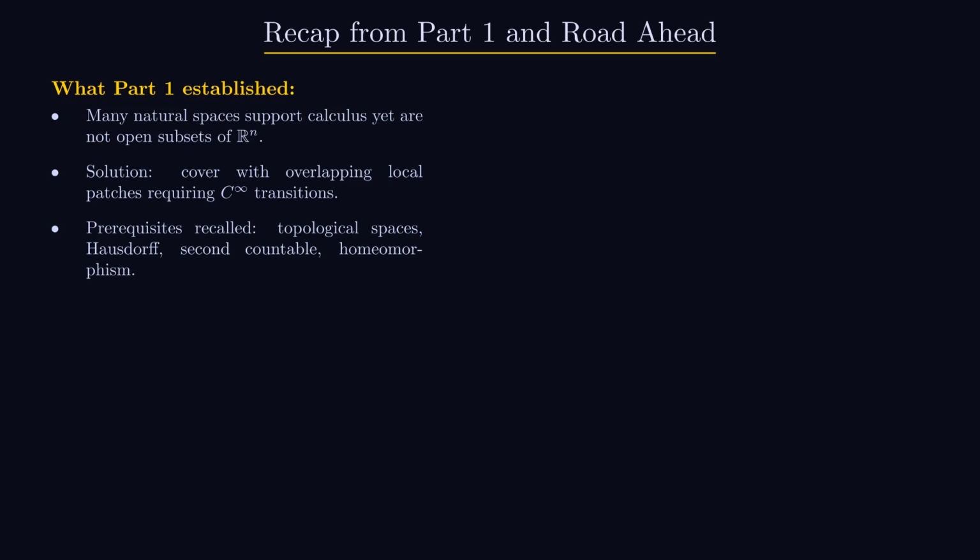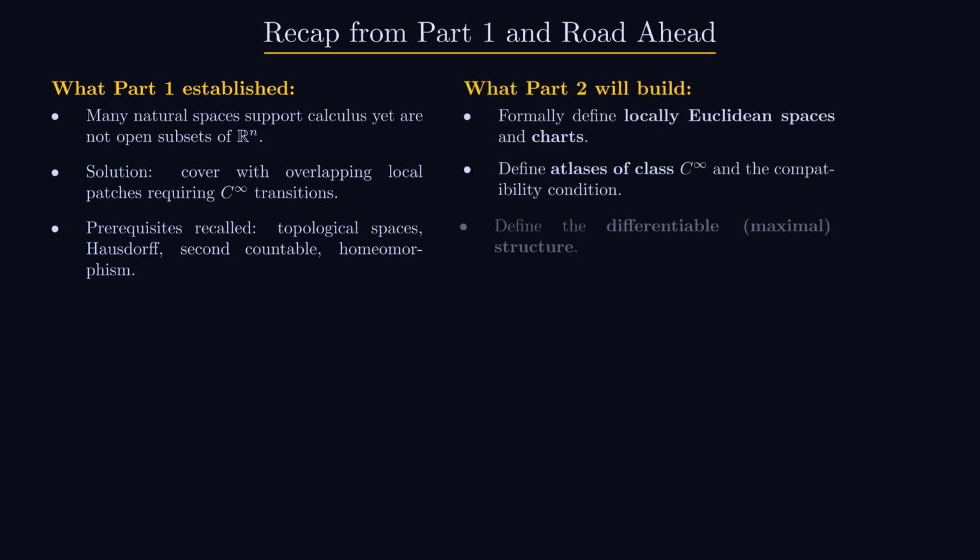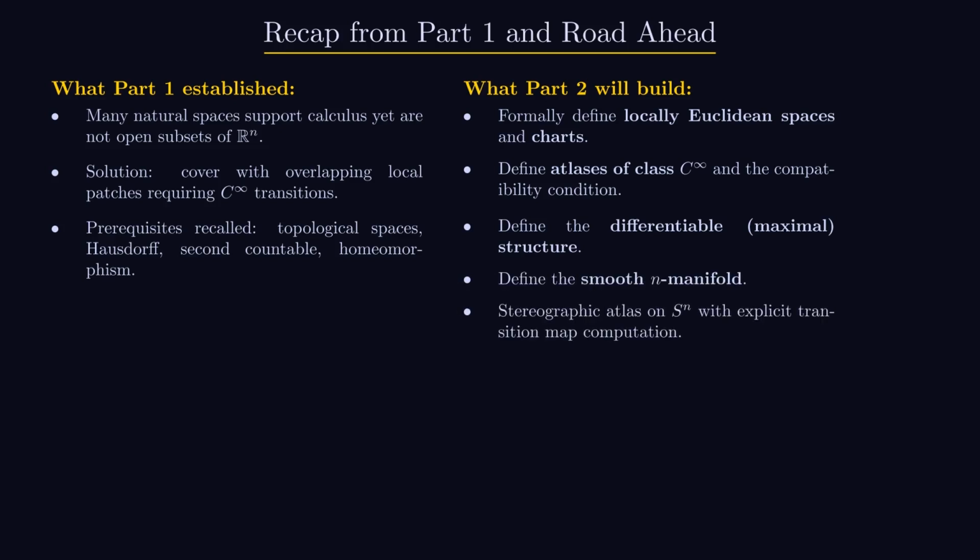We recalled the prerequisites: topological spaces, the Hausdorff condition, second countability, and homeomorphisms. In Part 2, we will formally define locally Euclidean spaces and charts, define atlases of class C infinity with their compatibility condition, build the maximal differentiable structure, and finally define the smooth n-manifold. We will work through the stereographic atlas on Sn with an explicit transition map computation, the torus as a smooth manifold, and motivate and state the partition of unity theorem.